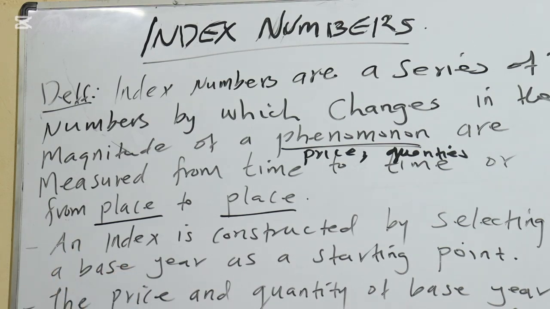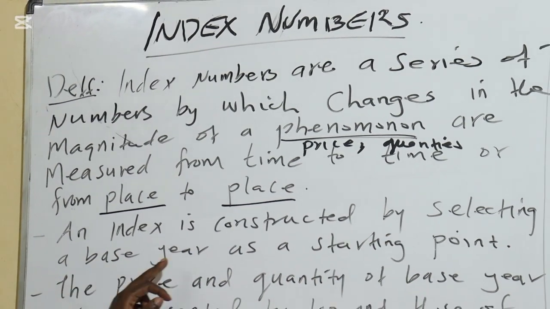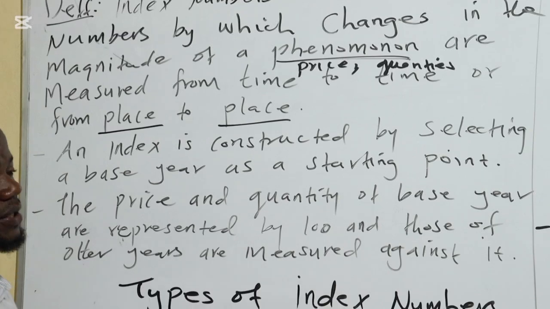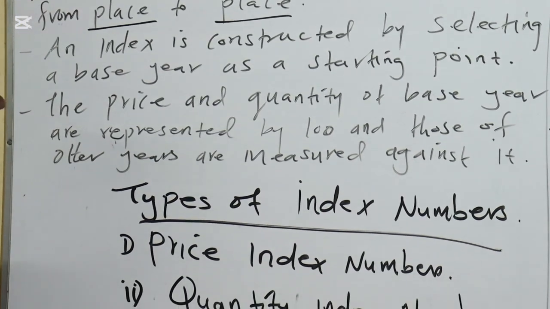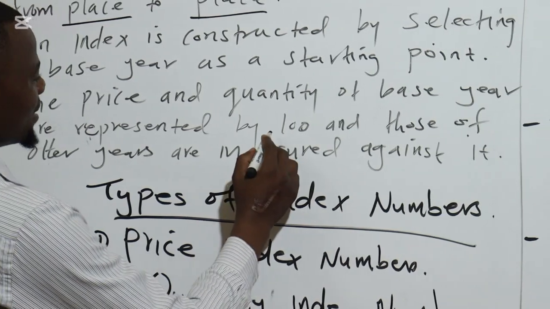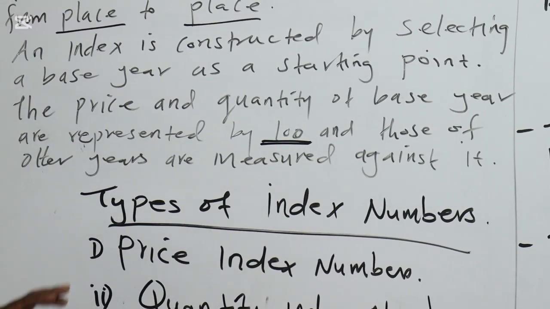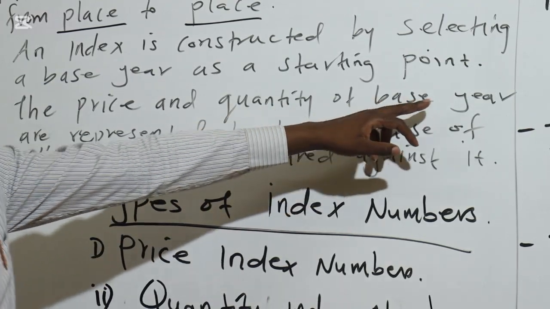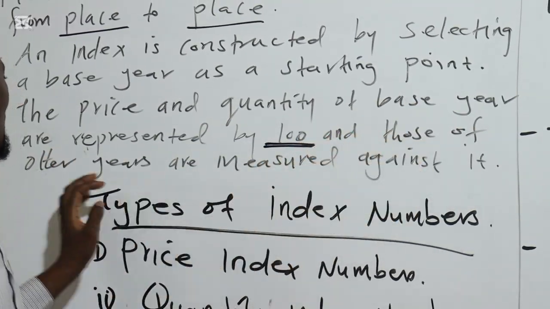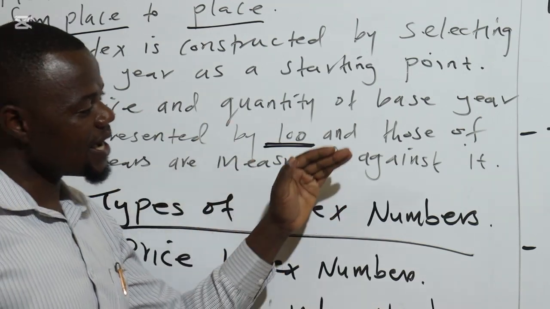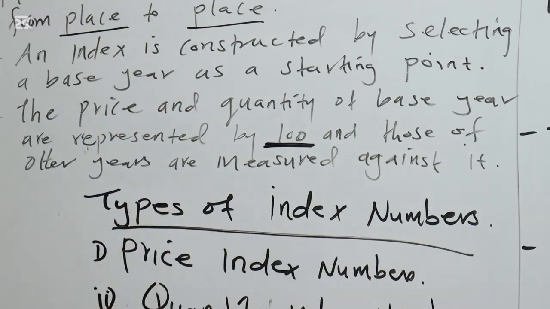So from place to place, we are comparing the prices or quantities of goods from time to time or from place to place. An index is constructed by selecting a base year as a starting point. So the prices at the base year, we will denote them at 100. They will say they are at 100%. So the price and quantity of base year are represented by 100, and those of other years are measured against it.